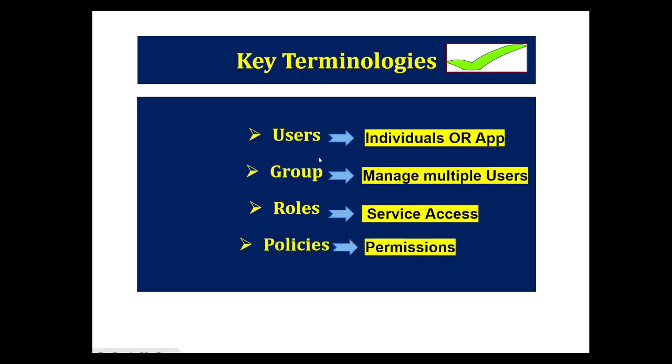Next are the policies. Policies are basically JSON documents that define permissions. For example, a policy may say allow listing S3 buckets but deny deleting objects. So this is one kind of policy. These are some important terminologies we need to understand to thoroughly understand what IAM in AWS is.